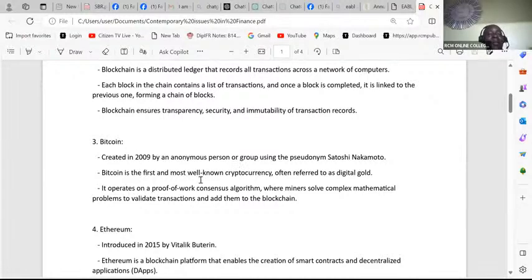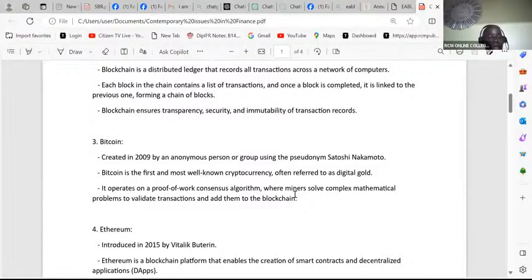Bitcoin is the first and most well-known cryptocurrency, often referred to as digital gold. It operates on a proof-of-work consensus algorithm where miners solve complex mathematical problems to validate transactions and add them to the blockchain. Now, this guy of mine was telling me that he's a miner, that is mining cryptocurrency. Does he know this kind of complex mathematical models really?